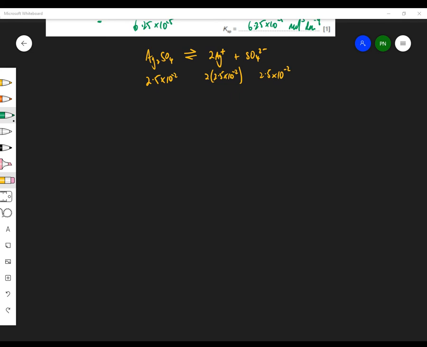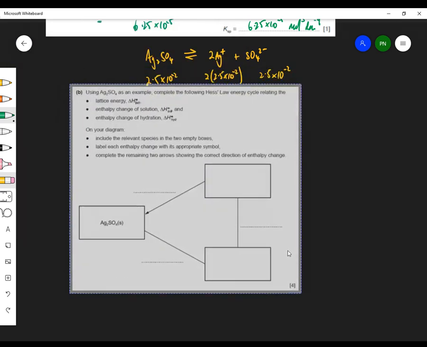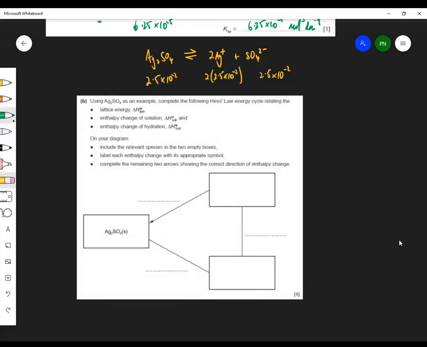Okay, we've got a completed diagram. Unfortunately, we have to go through the whole question to really get the last bit. Using that as an example, complete the following Hess's law cycle, relating that, that, and that on your diagram. If I go to gaseous ions here, and a sulfate ion there, oh, that should be gas. Sorry, big mistake, because I think they're quite strict on state symbols.